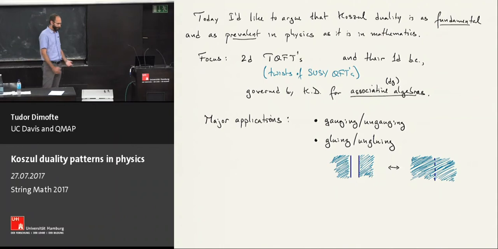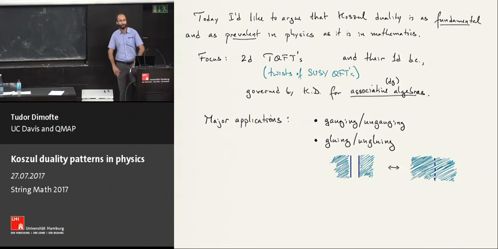So very, very often, one wants to take a quantum field theory and maybe manipulate it on a half space, and it's very useful to slice it, do some manipulation, then glue it back together. And in fact, Koszul duality governs precisely how that works.